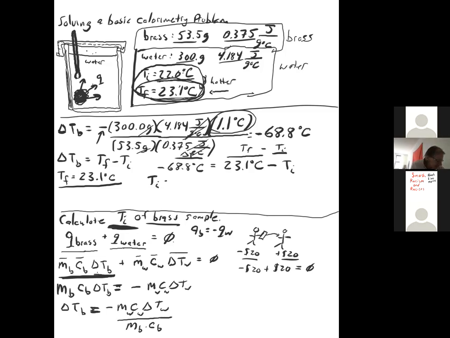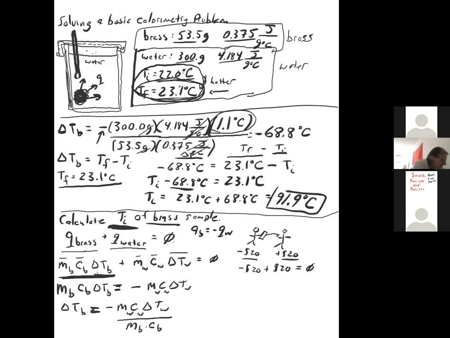So T initial minus 68.8 is equal to 23.1, right? I added it to both sides. Now I can add 68.8 to both sides. If you add this number to the left side, that becomes 0. If you add it to the right side, you get a big number. So what do we get? That looks like it's 91.9. And there you go. There's our answer.